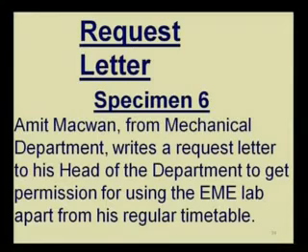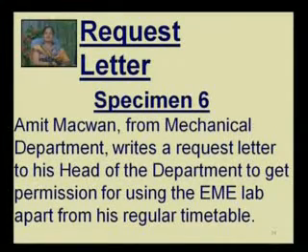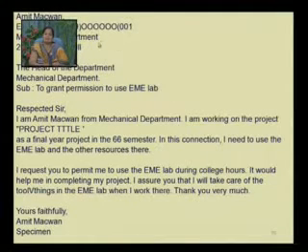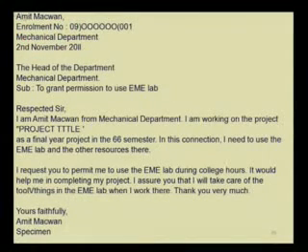The second letter is a request letter. Amit Makwan from the Mechanical Department writes a request letter to his head of the department to get permission for using the EME lab apart from the regular timetable. This is something like when you are writing an official letter, but it is a letter of request. Let us see how we can write the letter. This is the whole way of writing the letter. The sender's address comes first, Amit Makwan, enrollment number has been written down, Mechanical Department, 2nd November 2011. Coming to whom you are writing the letter, to the head of the department, Mechanical Department.